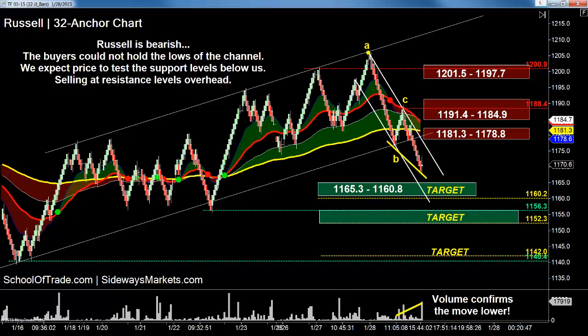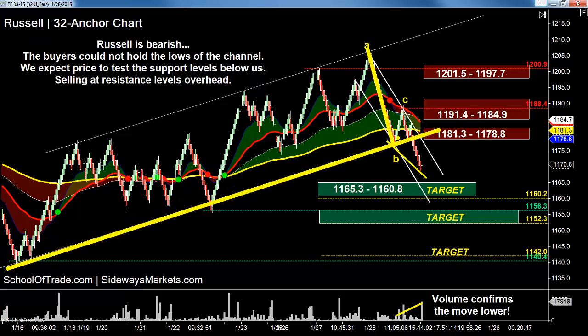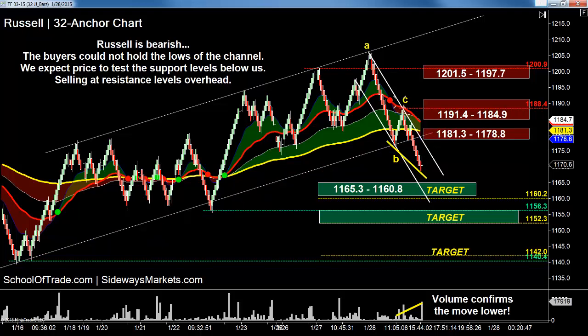But that pullback becomes a reversal when, again, we expected these buyers to come in and try to buy here. Easy to see why those buyers came in to buy it. But when they couldn't hold it, that's when those buyers turn to sellers, and guys like you and I are now off to the races to the downside. So Russell's clearly bearish at this point. It wasn't bearish just for the pullback. It was bearish once we pulled back, tried to go higher, and then collapsed.